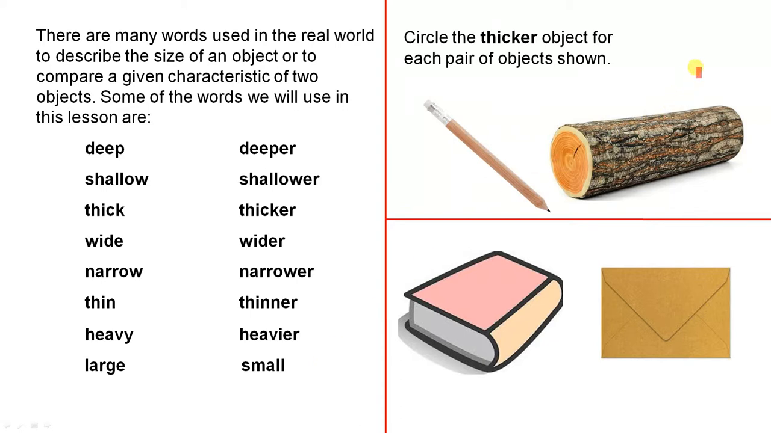So here are just some examples, just to give you an idea what could be asked, and I'm sure teachers can think of many others. Circle the thicker object for each pair of objects shown. So those two pair of objects, ask the students to circle the thicker one. Same here. Those two objects here, which one is the thicker one?